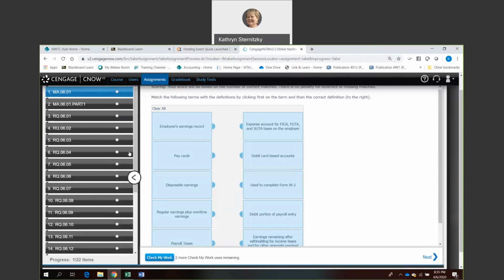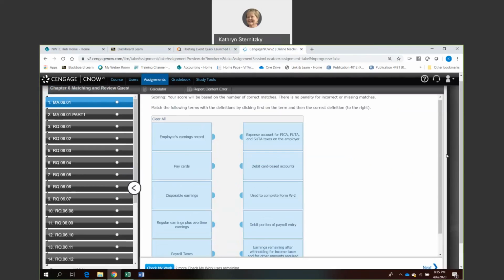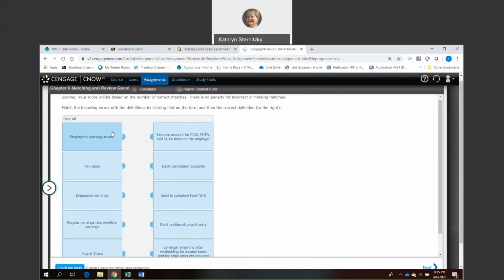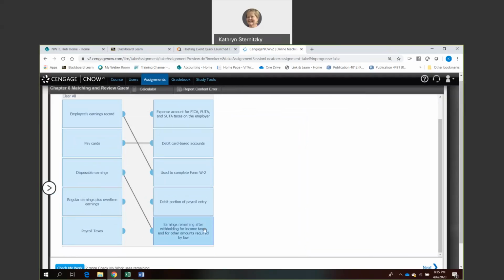In the matching and review section, we have 22 items, okay? So the first one, the employee's earnings record matches to used to complete a W-2 form, which shows their annual wages. The pay card matches to a debit card based account. That is a card given if they don't have an account for direct deposit for payroll. Disposable earnings, those are earnings remaining after withholding for income taxes and for other amounts required by law.